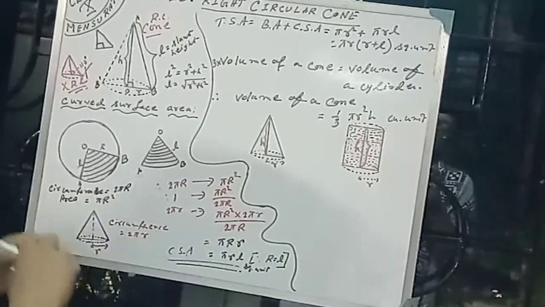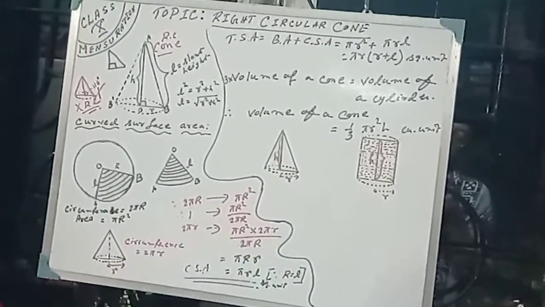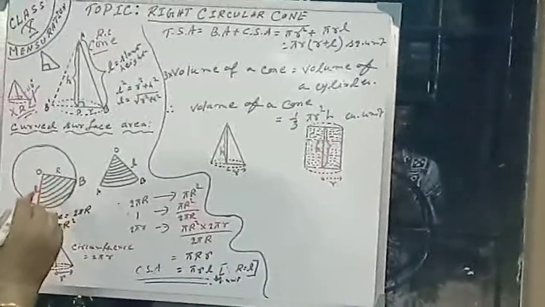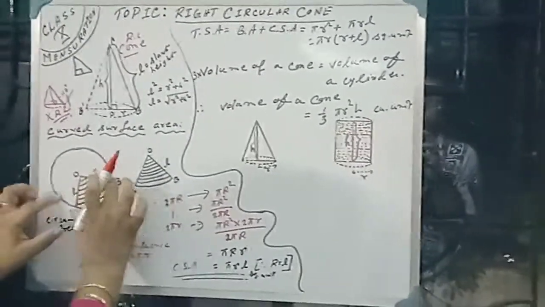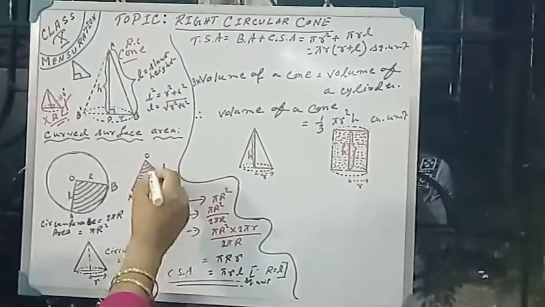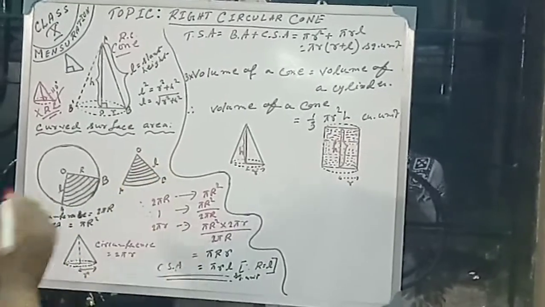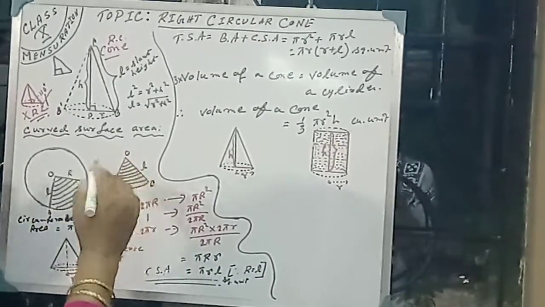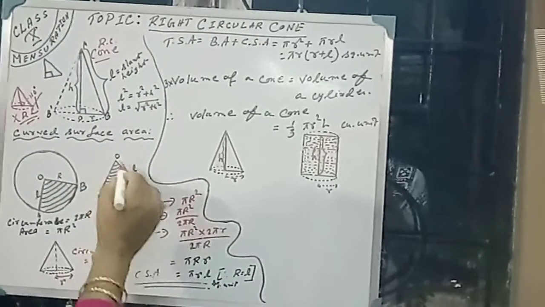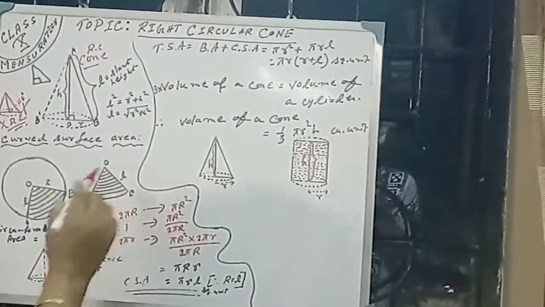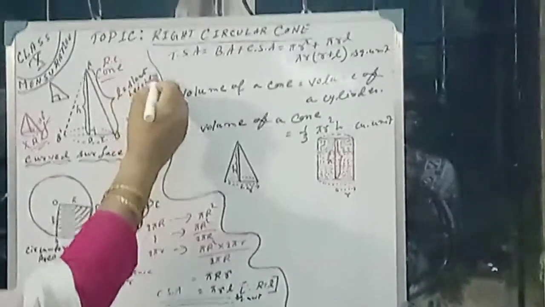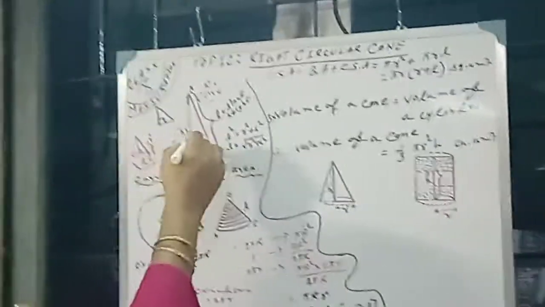Let the radius of the whole circle be capital R. When the sector is formed in this way, this particular part is known as the lateral surface. We will find the lateral surface area, and this side is known as the slant height. This is the slant height, that is L, already written here. L is the slant height, R is the radius, H is the height.